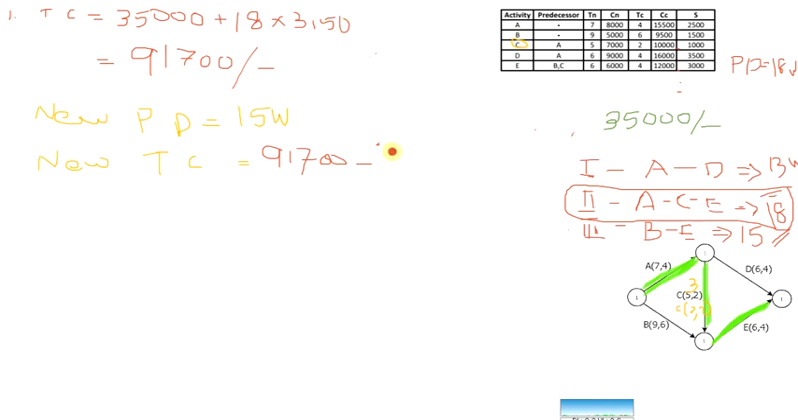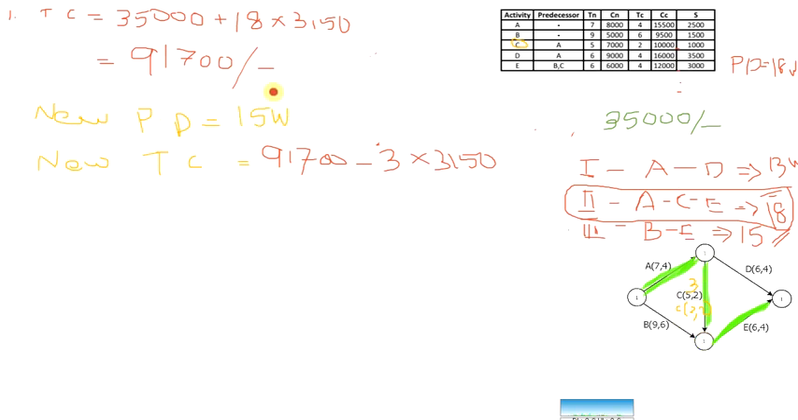Now we have reduced it by 3 days. Okay, that means we can subtract 3 into 3150, because this is the total cost including 18 weeks. So this includes the indirect cost for 18 weeks. Okay. So when we crashed activity C by 3 days, the total duration is reduced to 15 weeks.